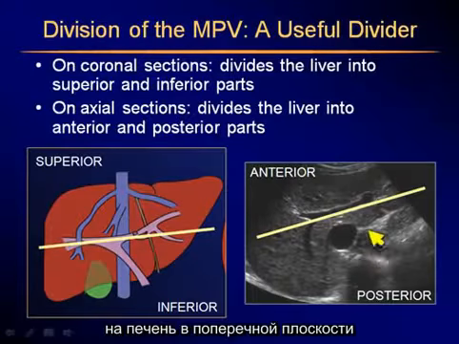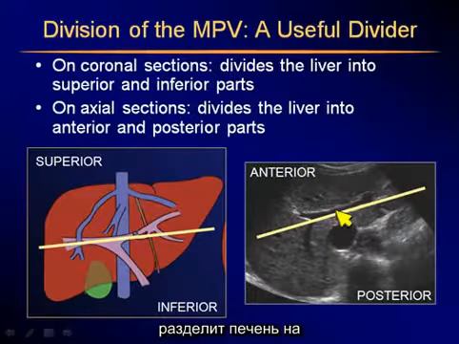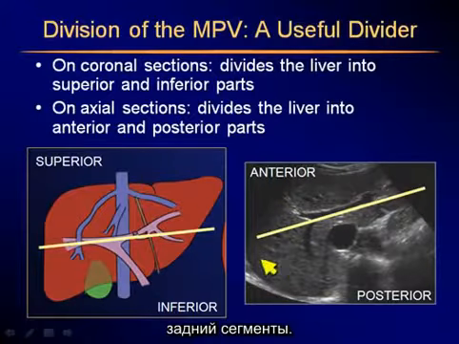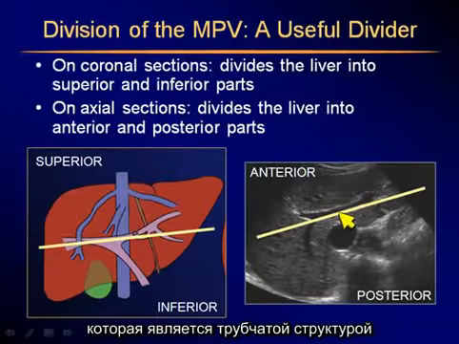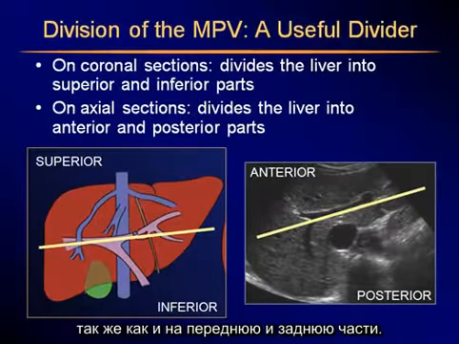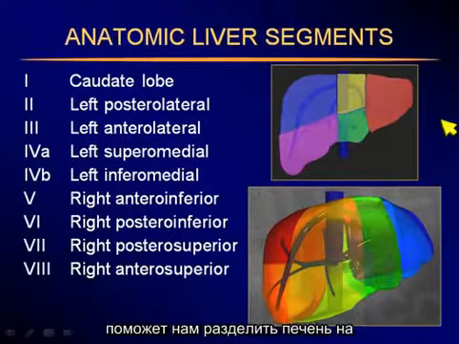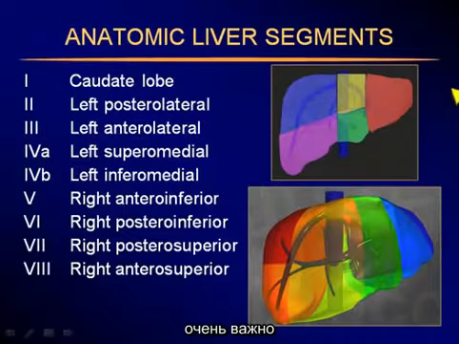If we look transversely, we slice up the liver, and we find that division in the middle of the liver, that will divide further into anterior and posterior segments. So the same vein, it's a tubular structure, can divide things into superior and inferior, as well as anterior and posterior. So it becomes useful. All of that put together helps us subdivide the liver into subsegments.